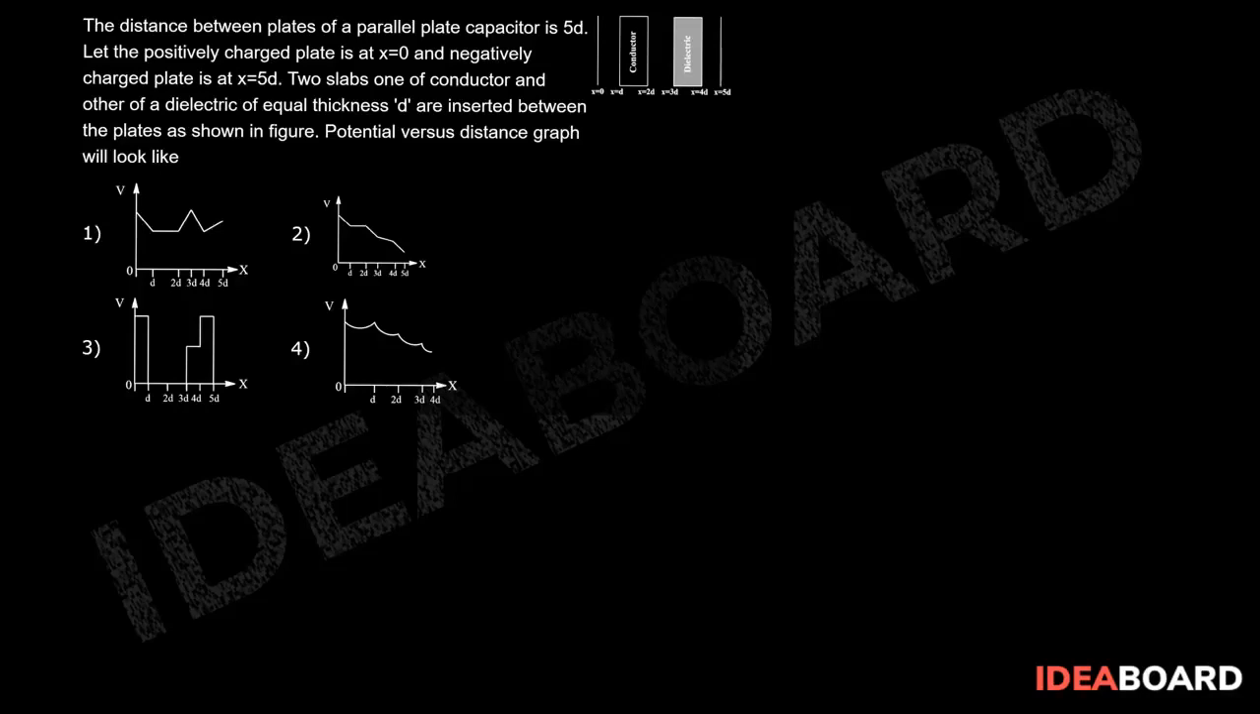The distance between plates of a parallel plate capacitor is 5D. Let the positively charged plate be at x equal to 0 and the negatively charged plate at x equal to 5D. Two slabs, one of conductor and the other of dielectric, of equal thickness D are inserted between the plates as shown in the figure. The potential versus distance graph will look like?